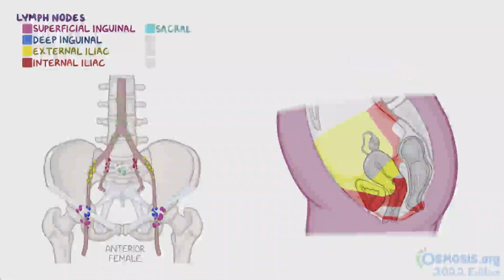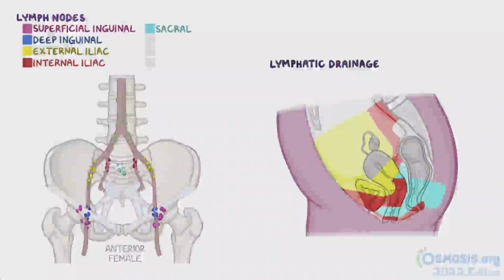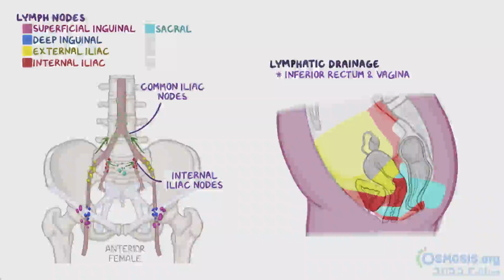Next are the sacral lymph nodes, which lie in the concavity of the sacrum near the median sacral blood vessels. These lymph nodes receive lymph from the more posterior and inferior pelvic structures, such as the inferior rectum and vagina. Then, they drain into the internal iliac lymph nodes or the common iliac lymph nodes.